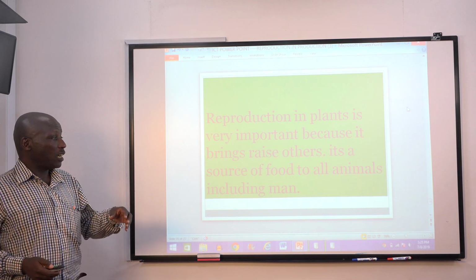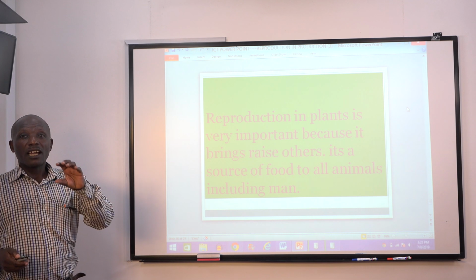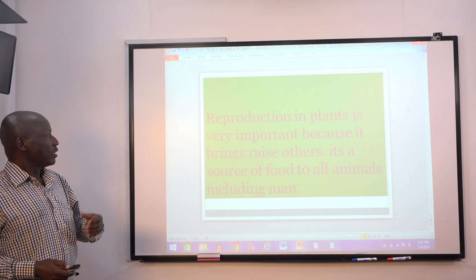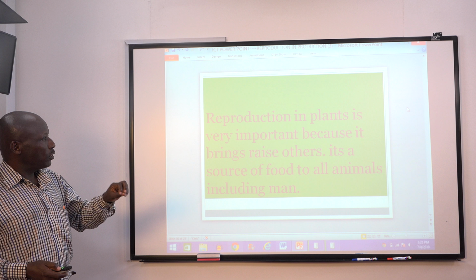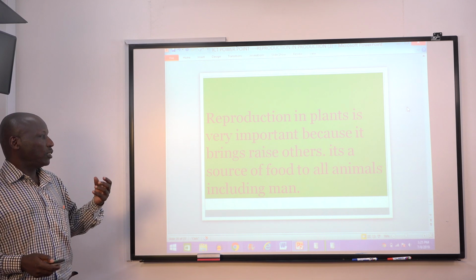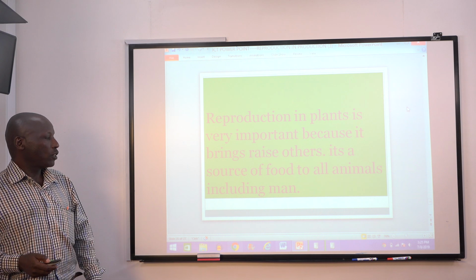With those few examples, you can now tell the difference between asexual reproduction and sexual reproduction in plants. So now finally I can say reproduction in plants is very important because it gives rise to others, and it is the source of food for animals, including man.